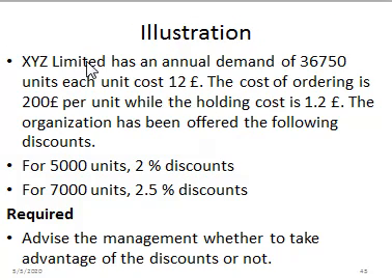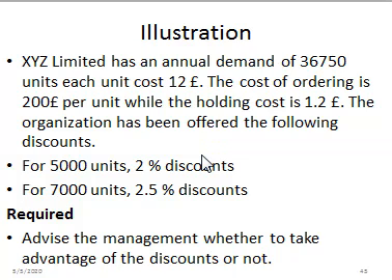So let's look at this example. XY Limited has an annual demand of this, this is our price, this one is our ordering cost, the 200, and the 1.2 is the holding cost. Then a supplier has given a discount of 2% if you purchase 5,000 units, and a discount of 2.5% if you purchase 7,000 units. The question is, advise the manager whether to take advantage of a discount or not.